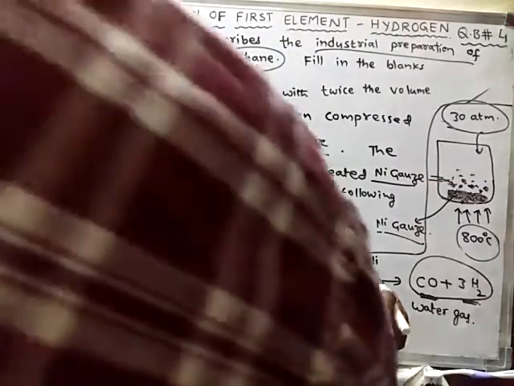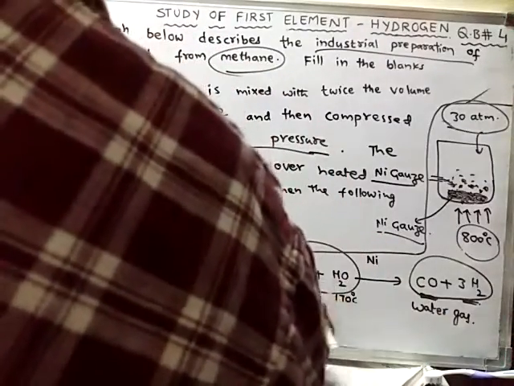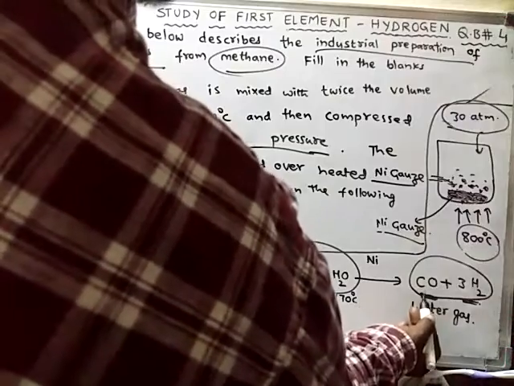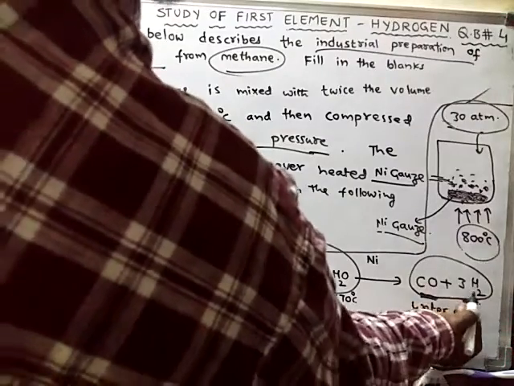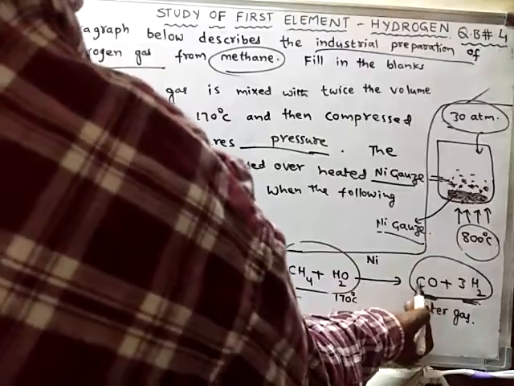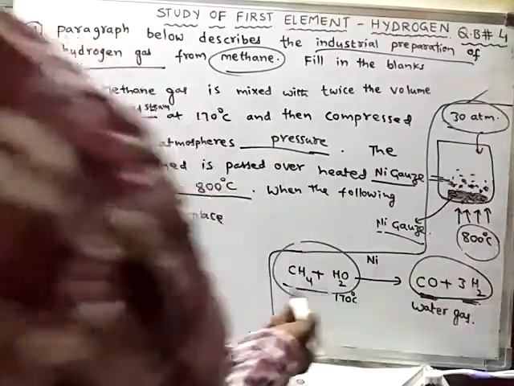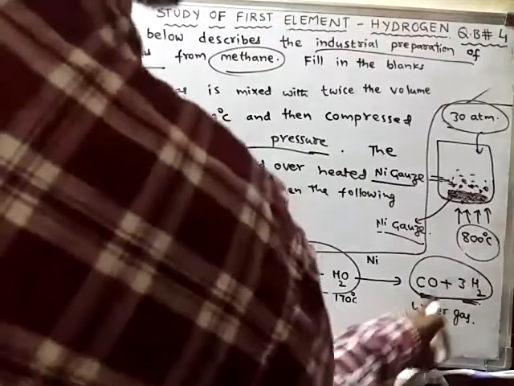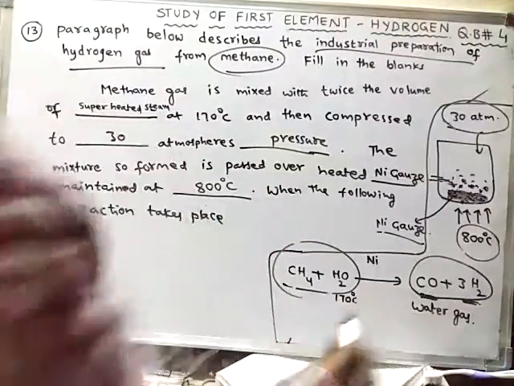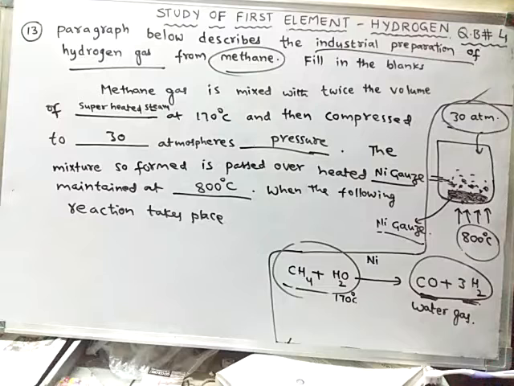Now under these conditions, what happens? These two will react with each other to form a mixture of carbon monoxide and hydrogen gas. If carbon monoxide is one volume, hydrogens will be 3 volumes. This mixture is said to be water gas. From this mixture we can prepare hydrogen gas. So that is the answer.